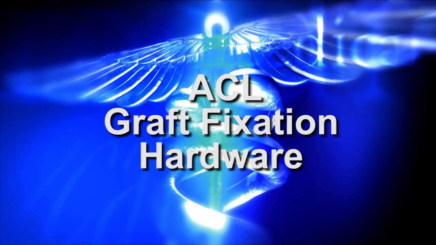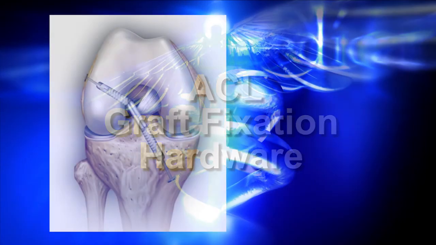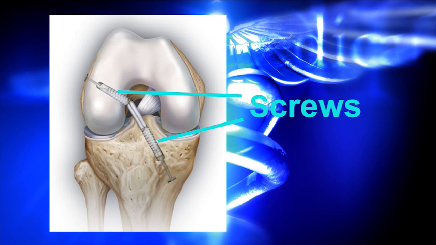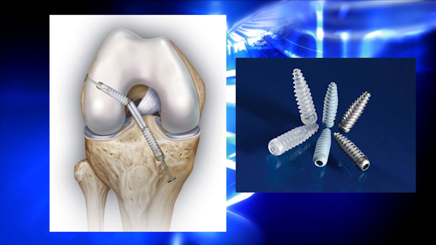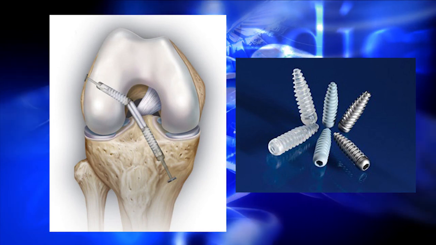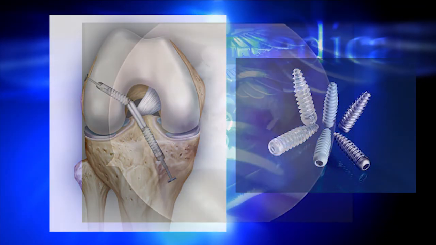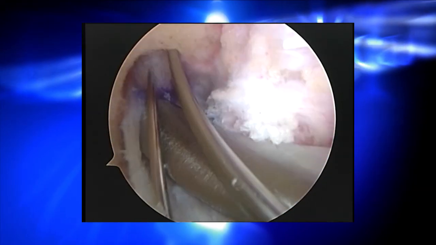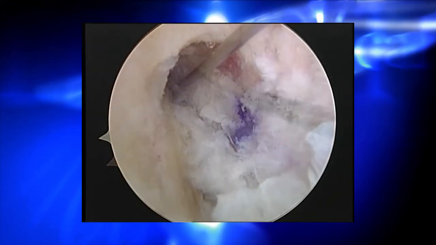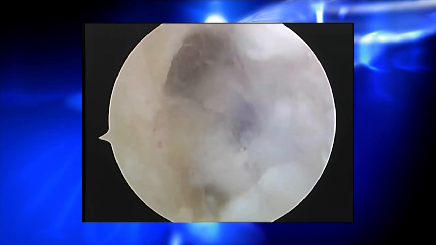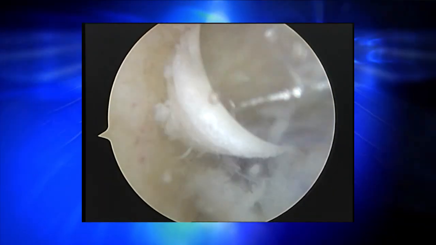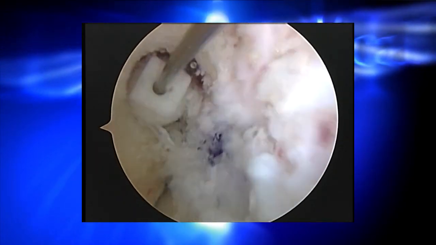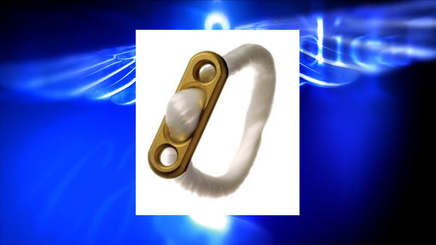ACL fixation hardware. The most common method of graft fixation is the interference screw. These are made of either metal or bioabsorbable materials. Interference screws are placed parallel to the graft and in the bone tunnels of either the femur and/or the tibia. These screws cause the graft to compress tightly against the walls of the tunnel, which holds the graft firmly in place until healing occurs.